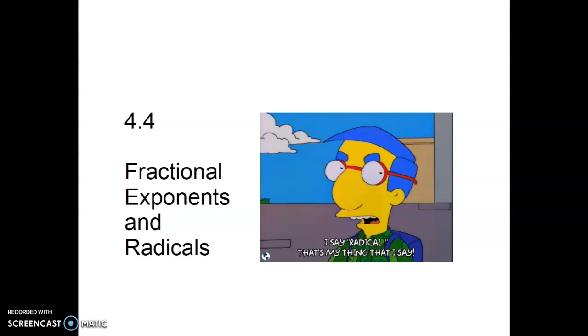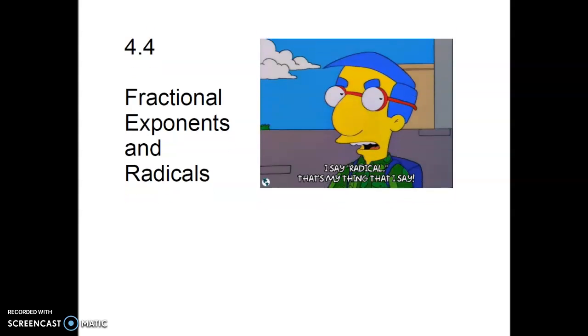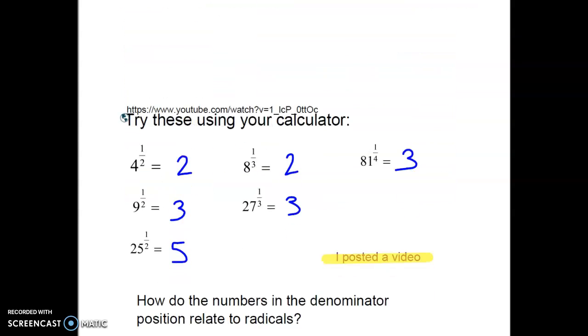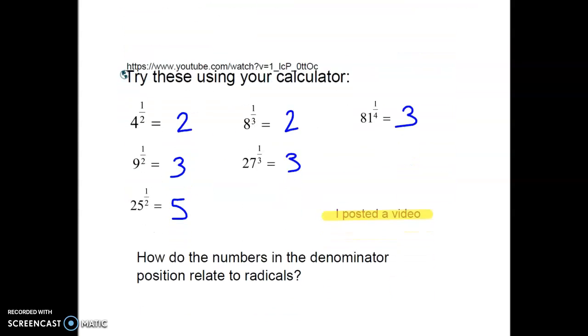So today we're going to learn about chapter 4.4 on fractional exponents and radicals. So now our exponents are going to be fractions. So first you need to get familiar with using your calculator and how to calculate fractional exponents.